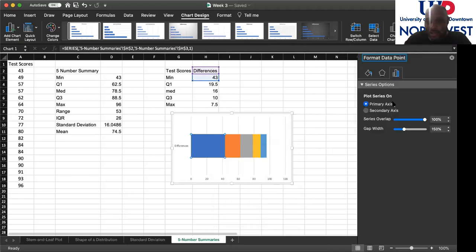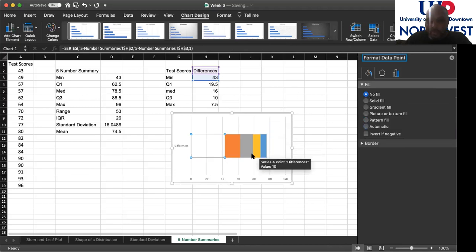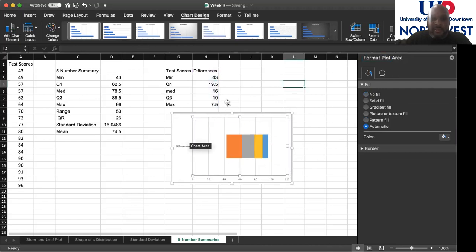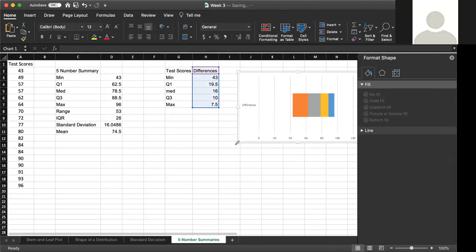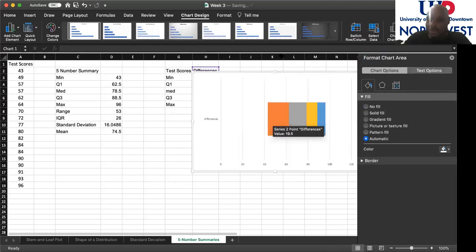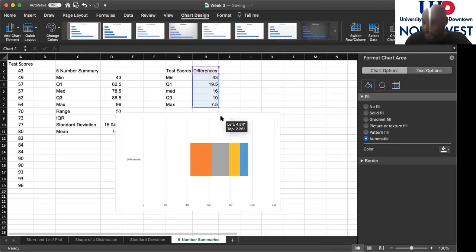So I want to format this. I'm going to change this up here where it says fill to no fill, because I don't want to see it. I'm going to get rid of that. All right. And we know our minimum value starts where? Where does our minimum value start? Anybody? 43. So look where the minimum value is starting now. Where's it starting? 43. So that's why I had to get rid of that first part, all right? Trying to make this big for y'all.